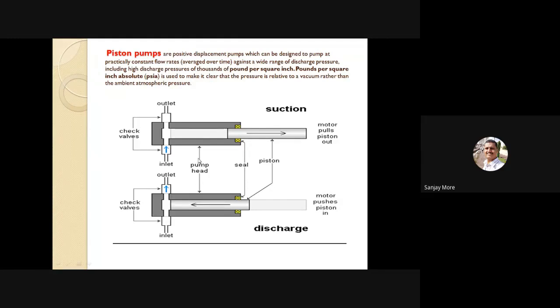These are the piston heads. Here a seal will be there for leakage purposes. So these are positive displacement pumps.